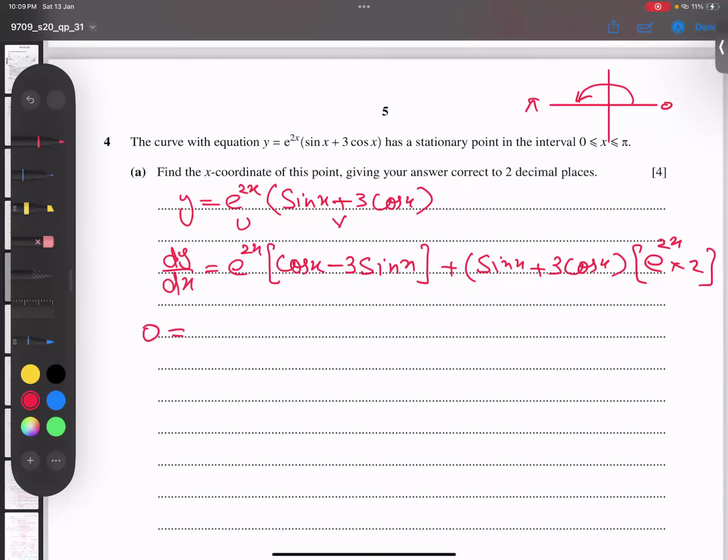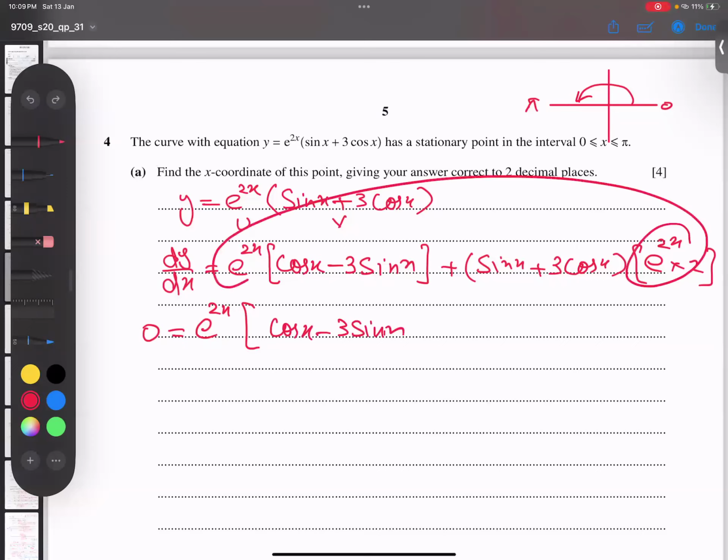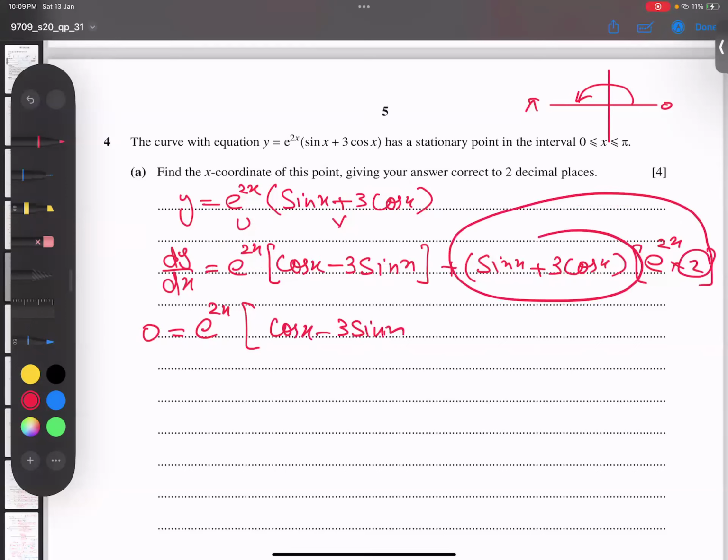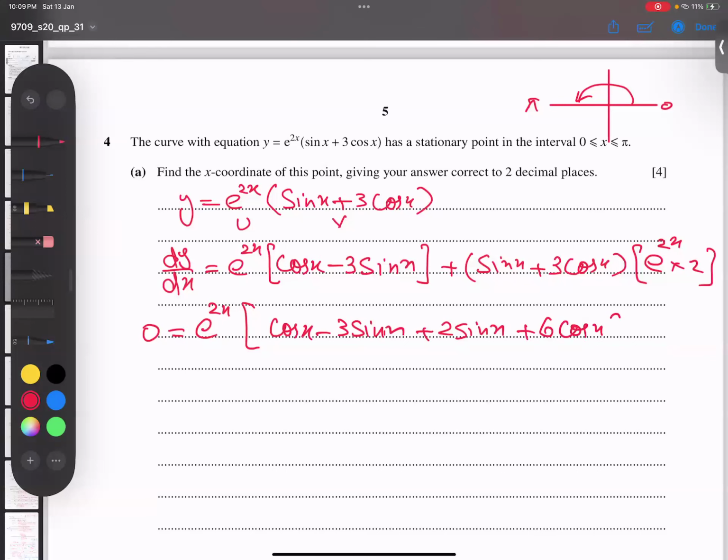The reason is a stationary point. You can see e to the power 2x is common, so I take it out. At the same time I save my time: I copy this as it is, and this whole part is left behind. So cos x minus 3 sine x. In this bracket, the 2 multiplies the bracket value, so 2 sine x and 2 times 3 is 6 cos x.